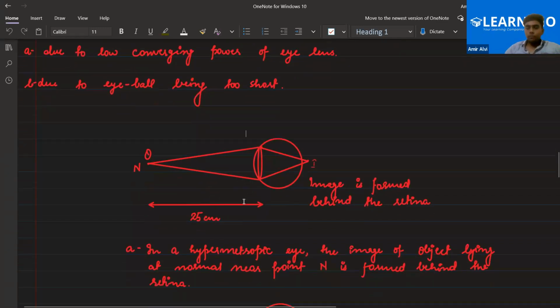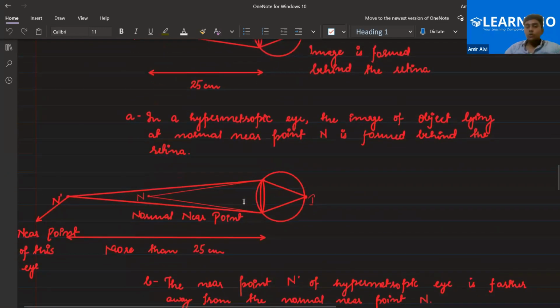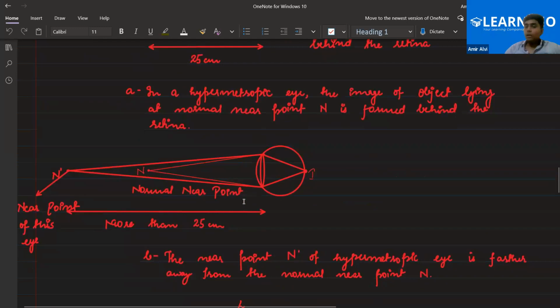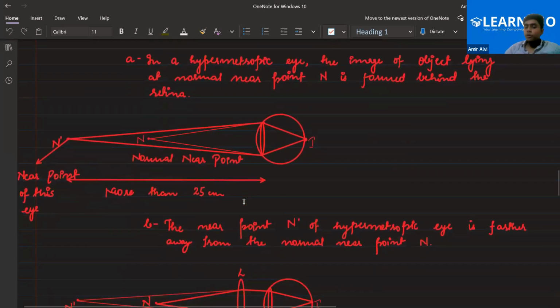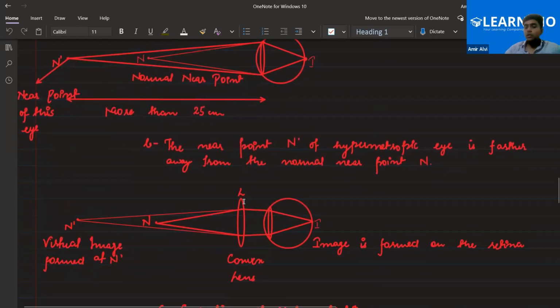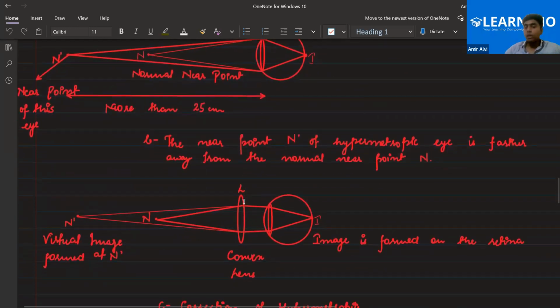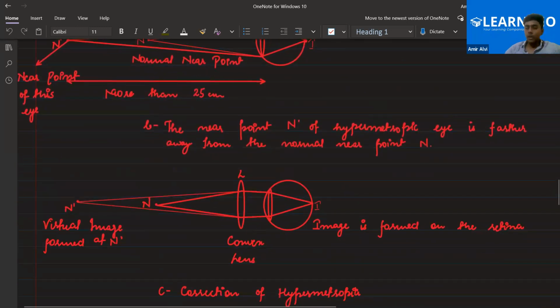Okay, so these are the things that we will discuss. As you can see, our converging power is decreased, so we need to introduce one more converging lens to increase the converging power. So that's why we use a convex lens to introduce the converging power. Am I clear to you, Bichu? Yes. That's very good. Okay, so that's why a convex lens is introduced to increase the converging power of the eye lens.